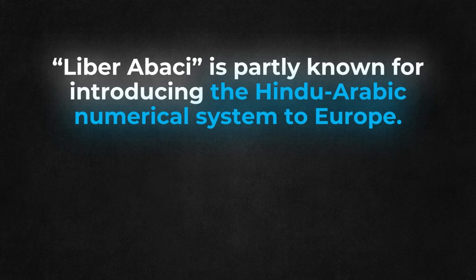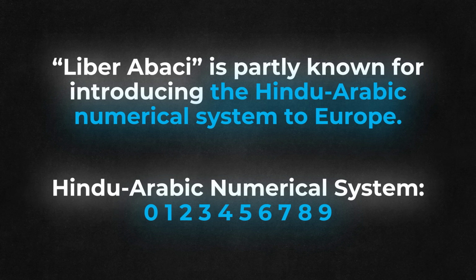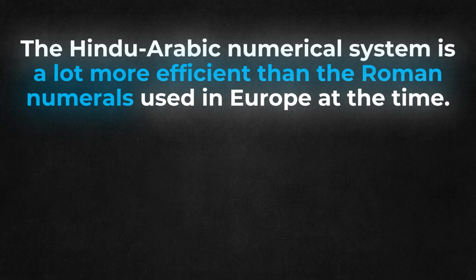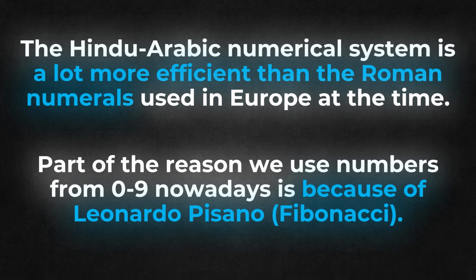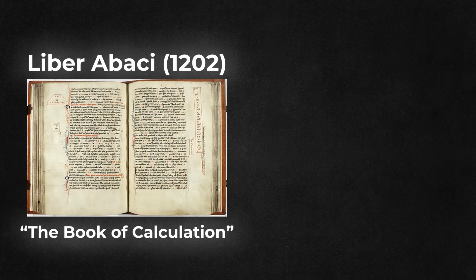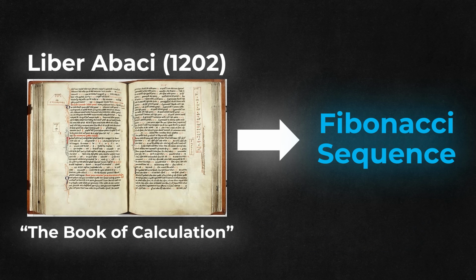The Hindu-Arabic numerical system is the one we are familiar with today, composed of numbers from 0 to 9, which is a lot more efficient than the Roman numerals that were used at the time in Europe. So part of the reason we use numbers from 0 to 9 nowadays is because of Leonardo Pisano. Another reason why Liber Abaci is famous is because that's the book where Leonardo Pisano introduced the Fibonacci sequence, which became very famous for reasons that will become clear in a few moments.